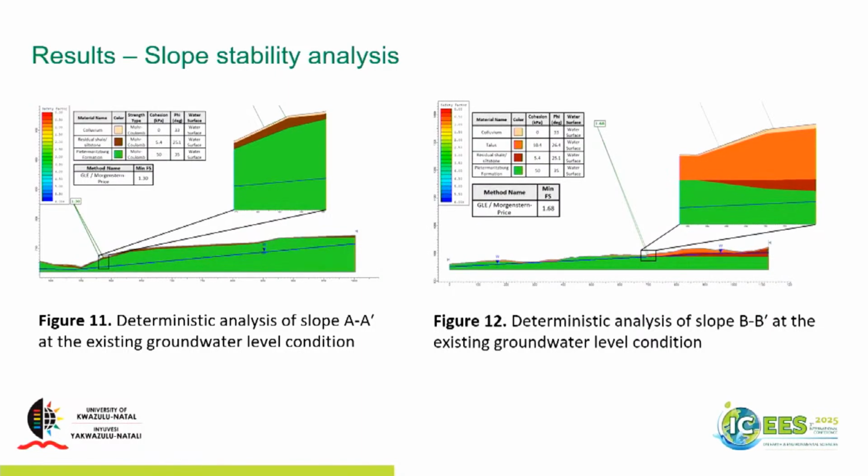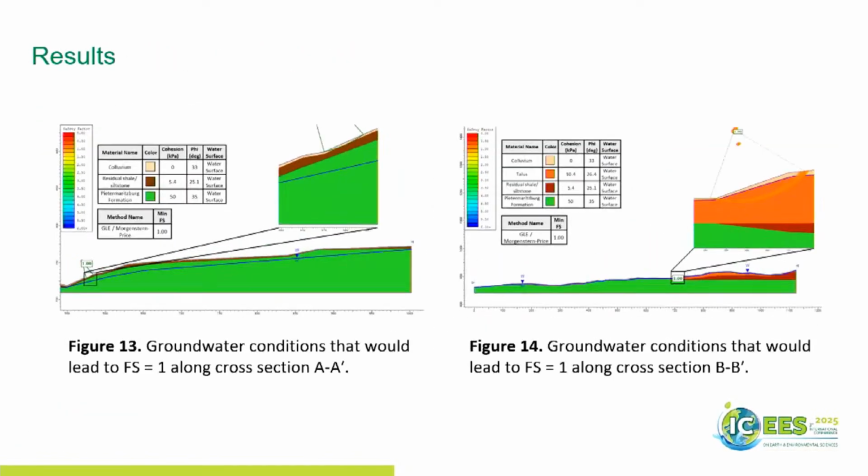So this is the result of the slope stability analysis, where we ran the deterministic analysis for both slopes. So in the first instance, we have a factor of safety of 1.3, which from a deterministic perspective would tell us the slope is stable. And in the case of slope BB, cross-section along BB, it gave us a factor of safety of 1.68.